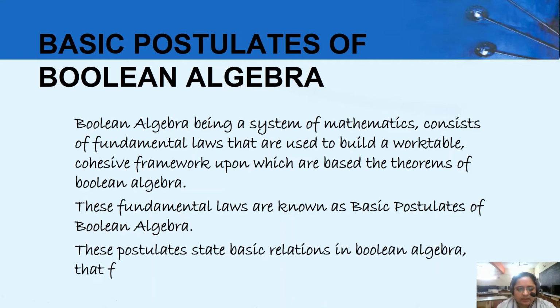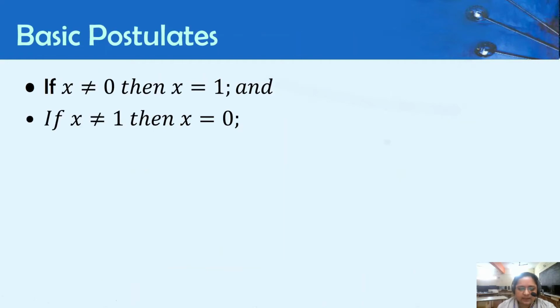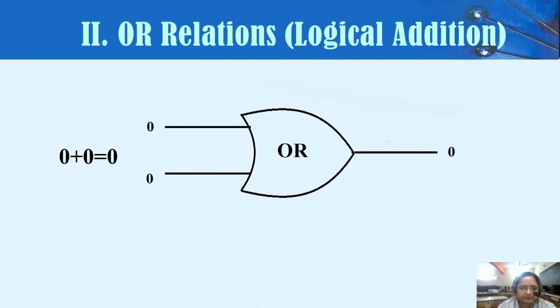These postulates state basic relations in Boolean algebra that follow. So let us start with the very first postulate here, that is, if x is not equal to 0, that means x will be 1, because we are working with one such system of math which is made out of this set 0 and 1. Only two values are there. So it is obvious that if x is not equal to 0, then x will be equal to 1, and if x is not equal to 1, then x will be equal to 0. A very simple postulate at that.